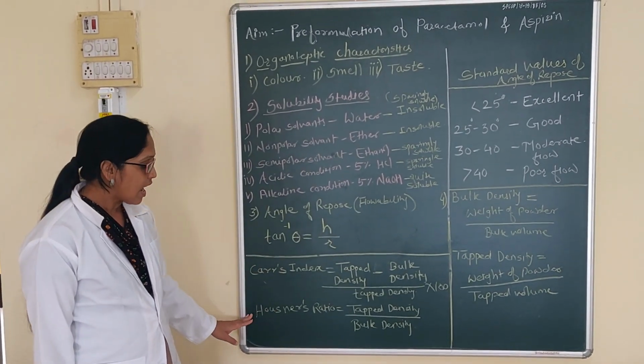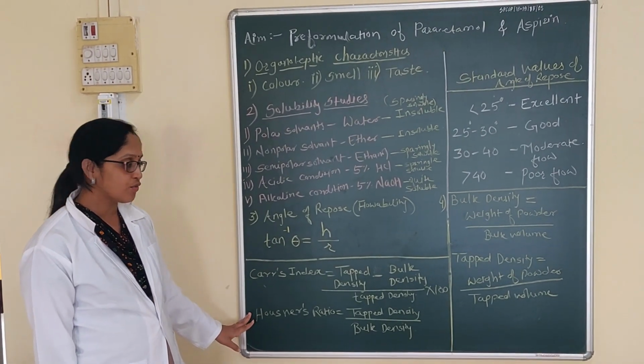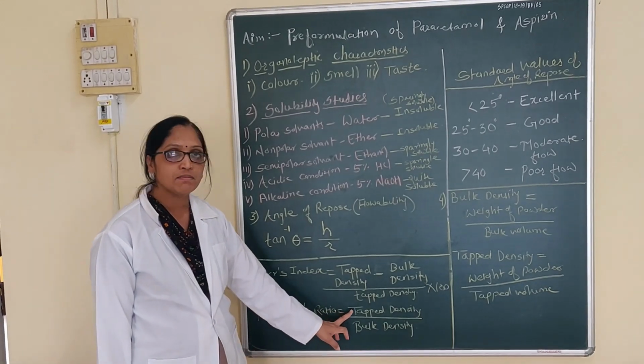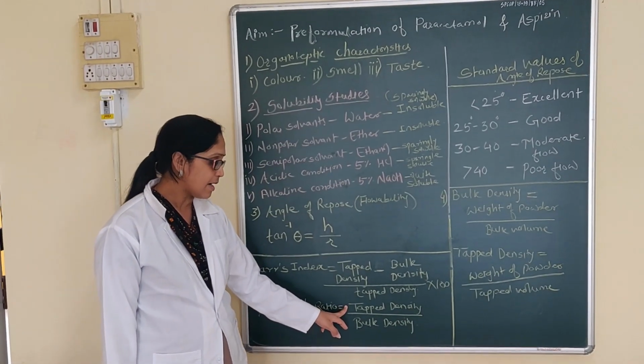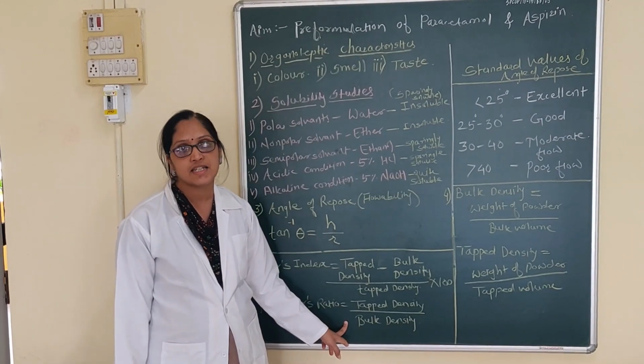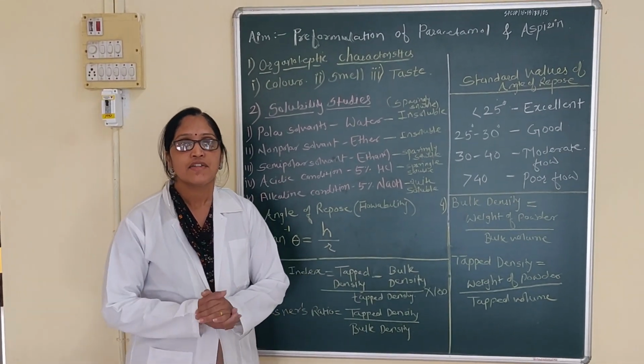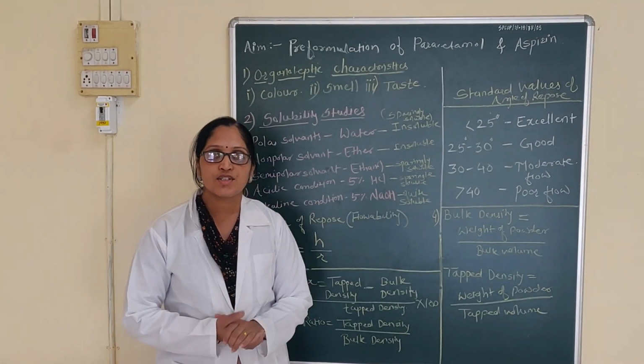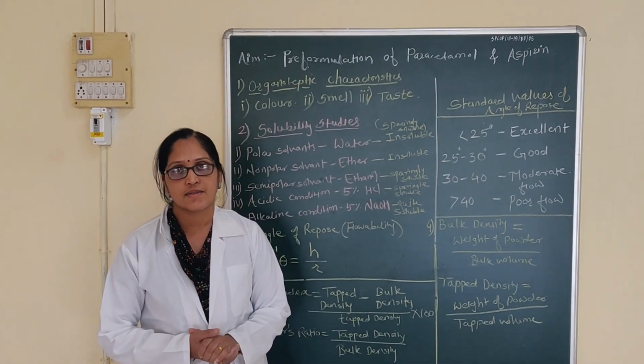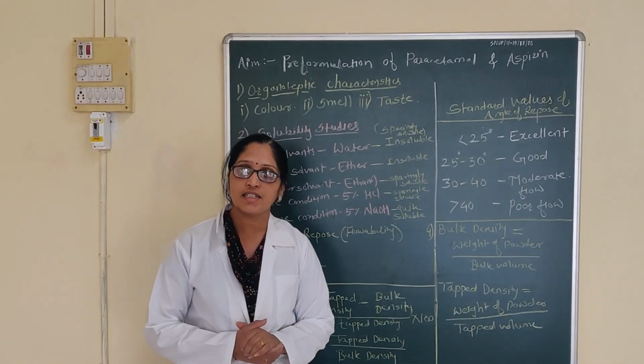Then Hausner's ratio is also very necessary to find out, and this is calculated by the formula tap density divided by bulk density. In this way we have studied today a few parameters of pre-formulation studies of paracetamol and aspirin.